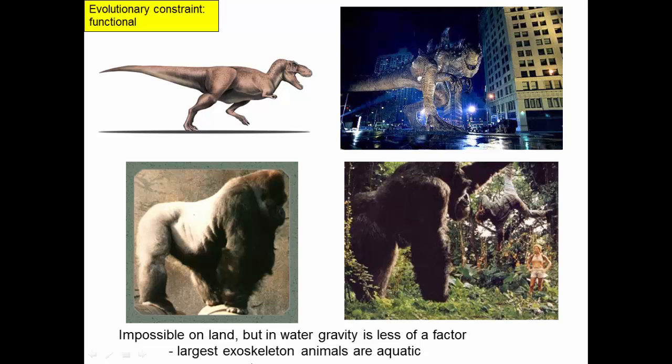So this is why you actually see the largest exoskeleton creatures are actually aquatic, right? The biggest things with exoskeletons are very large crabs, and the biggest animals in general are whales because they don't have to fight gravity. This whole exoskeleton and limb thickness argument is based on having to fight gravity because the strength of these limbs has to be able to keep up with the increasing mass of the body.